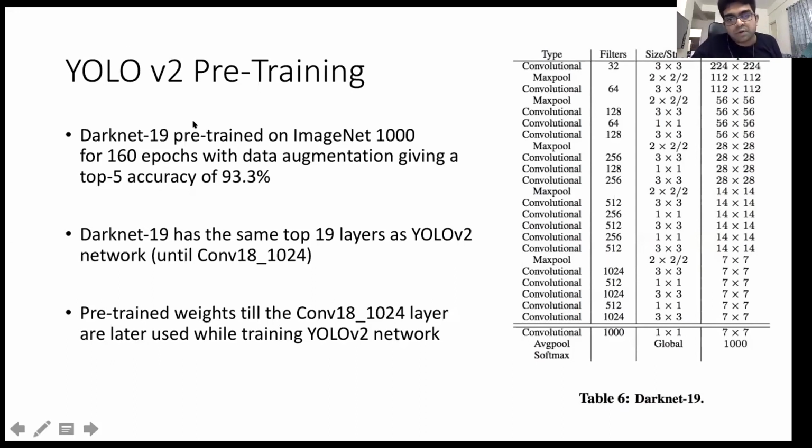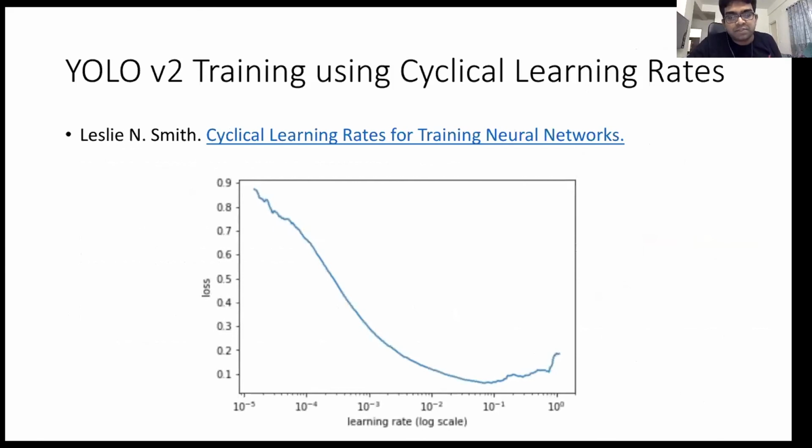So the YOLO v2 network obviously doesn't have the last average pooling, softmax, and 1000-filter convolutions. Those are removed from YOLO v2 and a few layers are added. Those layers will be learned in our next step. So now we have the pre-trained weights. All we need to do is learn those extra layers that are added in YOLO v2.